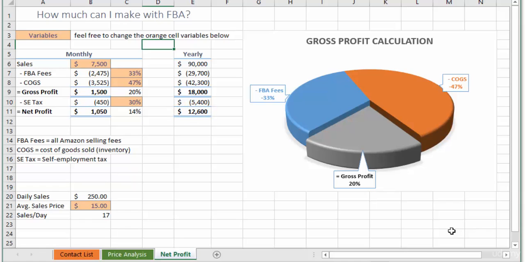You can also change your average sales price to see how many sales you need to make each day to meet your goals.